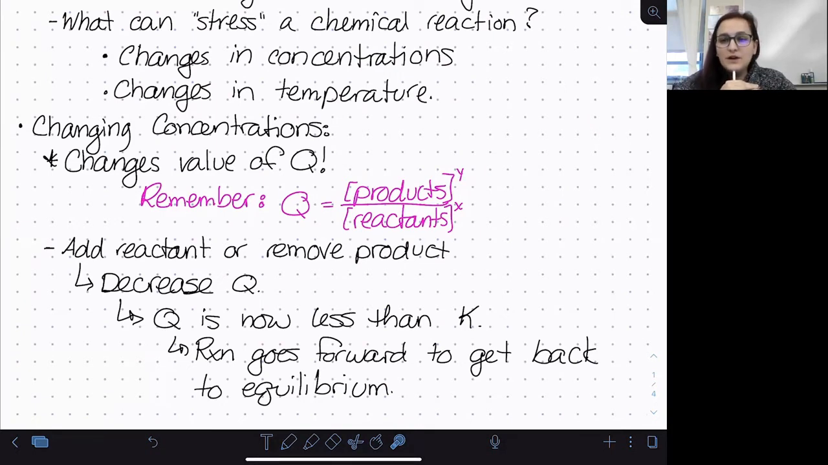So what chemists will often do is use a really, really high concentration of the cheap reactant to try and force the equilibrium as far towards the product side as possible, thereby maximizing their percent yield.